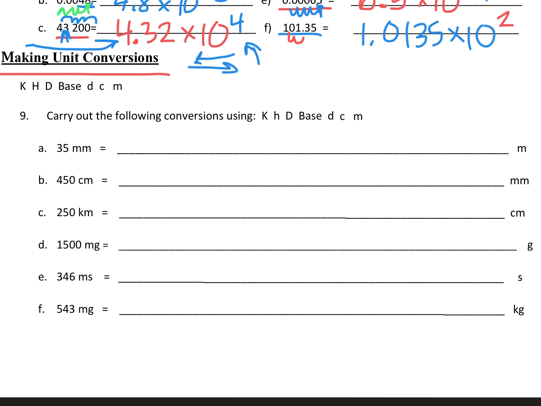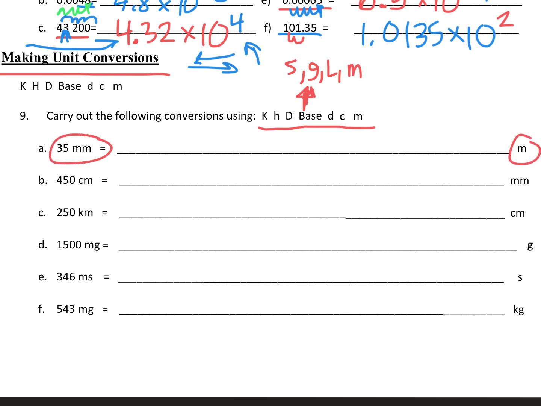We are on to our final section of this page, which is just metric conversions. Remember, King Harold died by drinking chocolate milk. Don't forget your base units. That's often seconds, grams, liters, and meters. It'll be other things too, but those are the more common ones you're probably used to right now. Let's do it. I've got 35 millimeters.